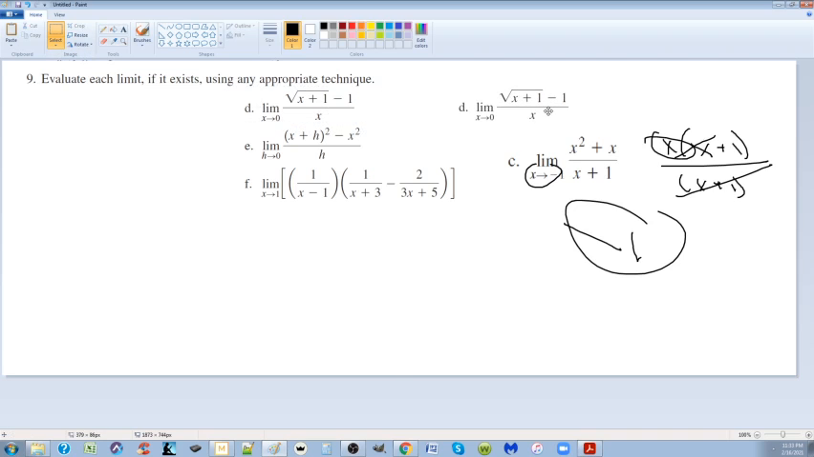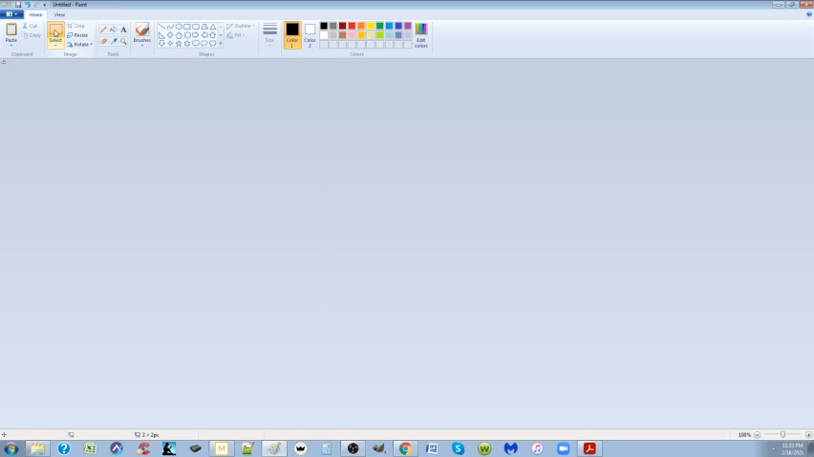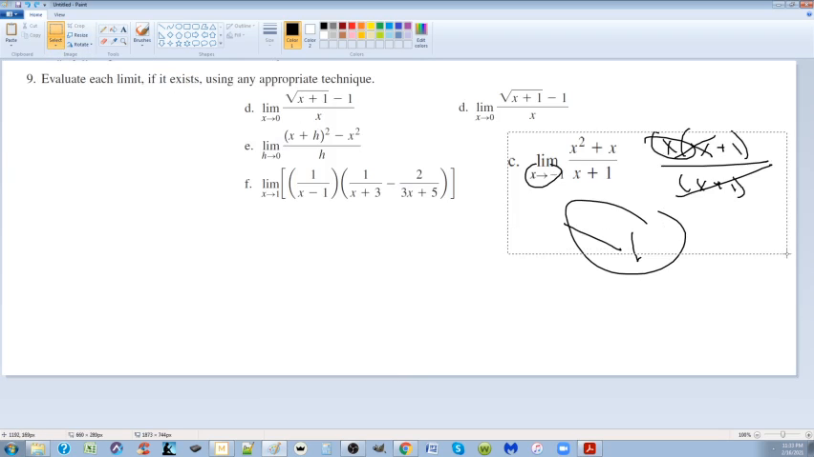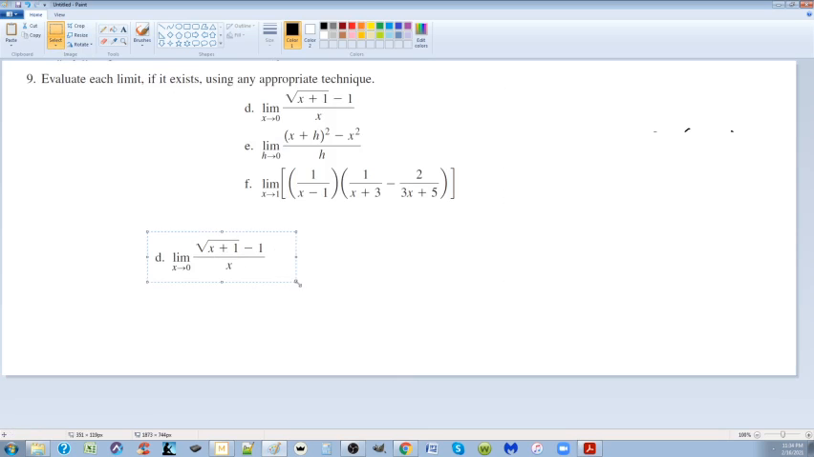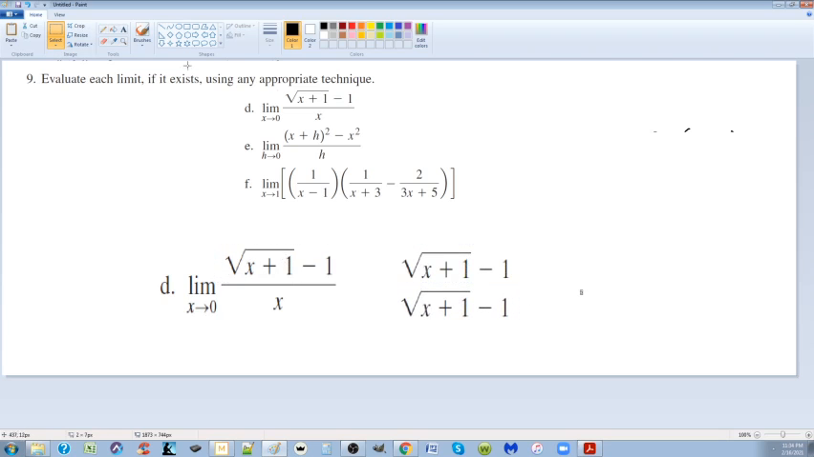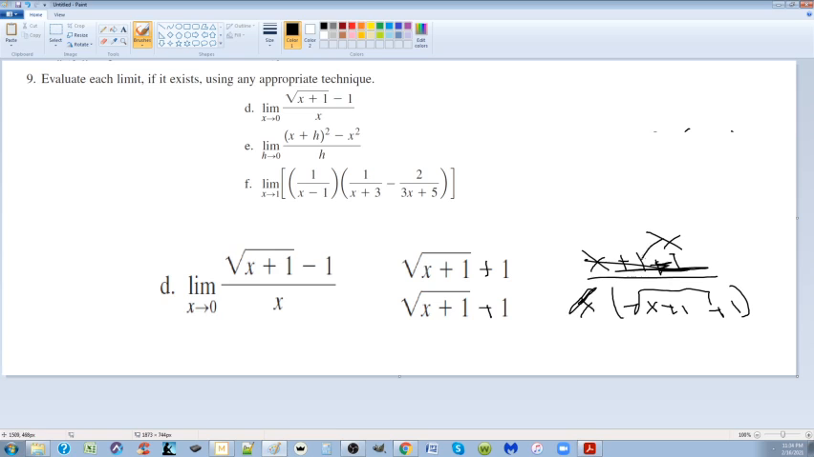D is clearly a conjugate, so multiply it by this. Oops. Let's go back. It's clearly a conjugate, so you just take this and you multiply top and bottom by its conjugate, which always has a plus sign. So up top you're going to be left with x plus 1, and at the bottom you're going to be left with x plus 1 minus 1. So you're going to be left with x up top, and the bottom you're just going to be left with x plus 1, and these are going to cancel out. And then you can put 0 in for x, and you're left with 1 over 2.